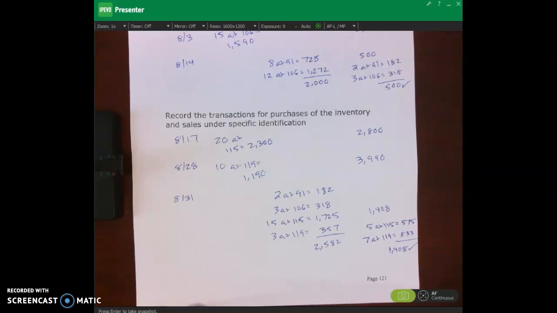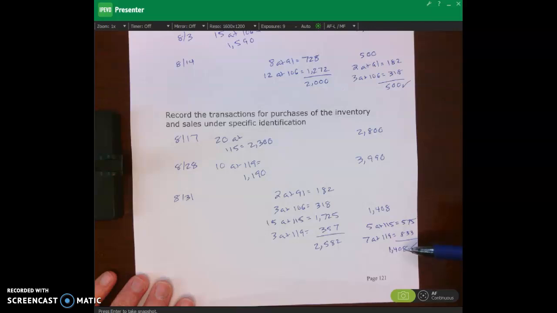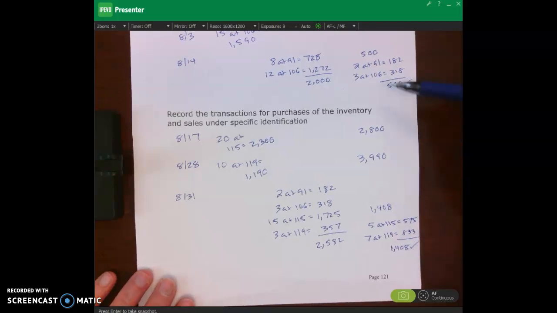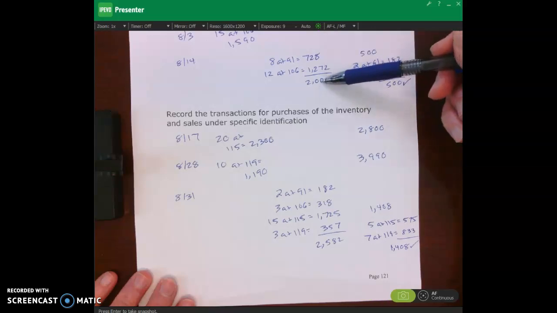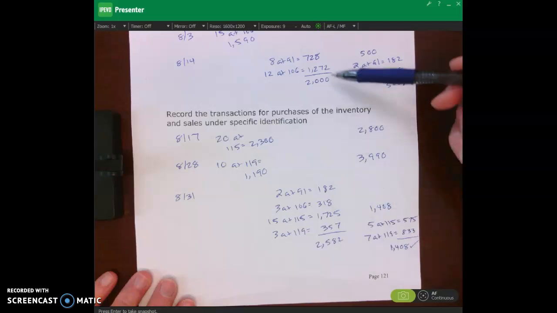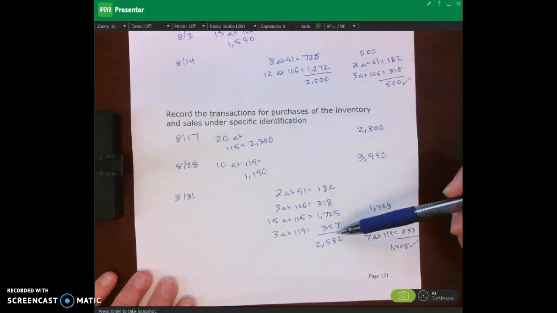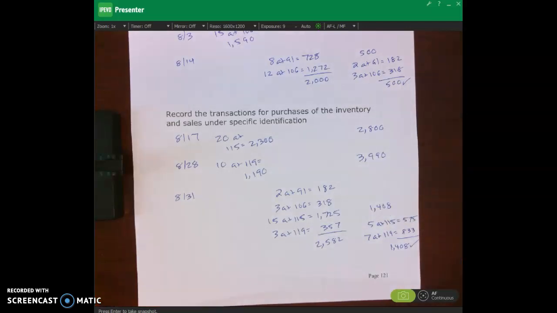So now we've kind of gone through the ending inventory for the month, and then to figure out cost of goods sold for the month, that's what it's asking you to do right up here, I would add the 2,000 plus the 2,582 on the 31st, which gives me 4,582. That's my total cost of goods sold for August.